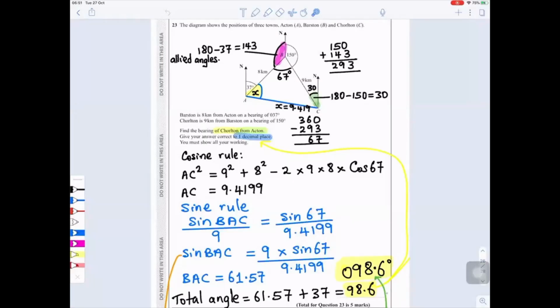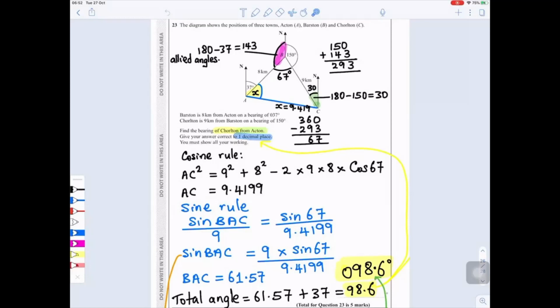Question number 23. The diagram shows the position of 3 towns: Acton, Boston, and Charlton. Boston is 8 kilometers from Acton on a bearing of 037 degrees. Charlton is 9 kilometers from Boston on a bearing of 150 degrees. Find the bearing of Charlton from Acton. Give your answer correct to one decimal place. You must show your working.